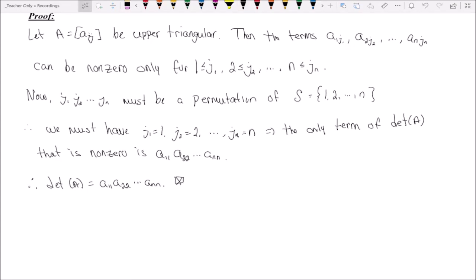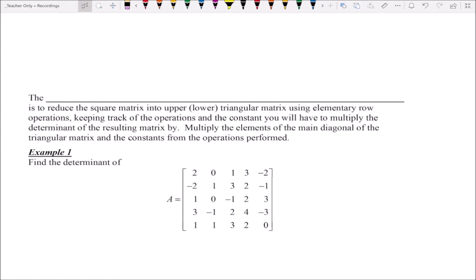We can now combine these 4 properties for our method. And this is known as the method via reduction to triangular form, or simply the method of triangulation. So this method reduces the square matrix into an upper or lower triangular matrix using elementary row operations, keeping track of each operation and the constant that will have to be multiplied to the resultant determinant.